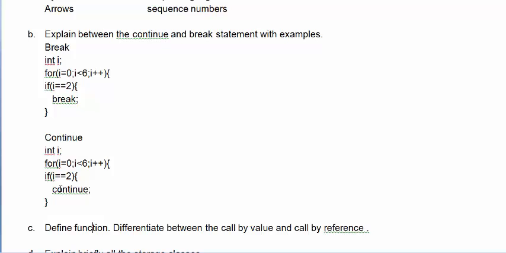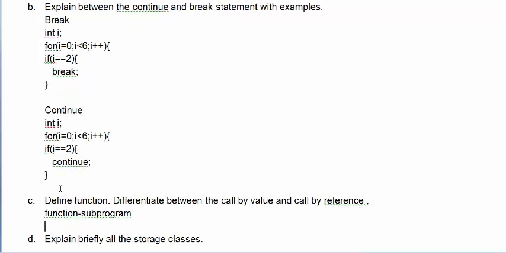The next question is, define function, differentiate between call by value and call by reference. First, what is a function? A function is a module, or you can say it is a subprogram. It is a subprogram to which we give input, and it does some computation and produces some output. Now let's see the difference between call by value and call by reference.